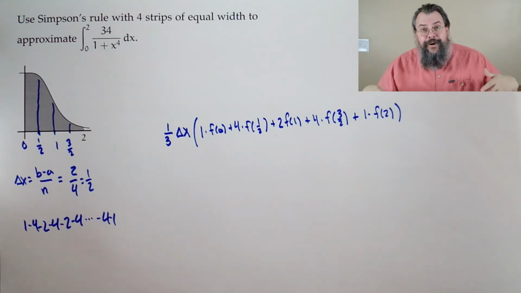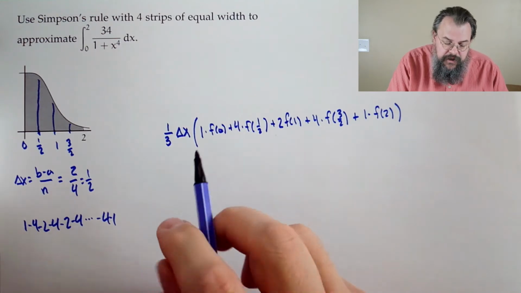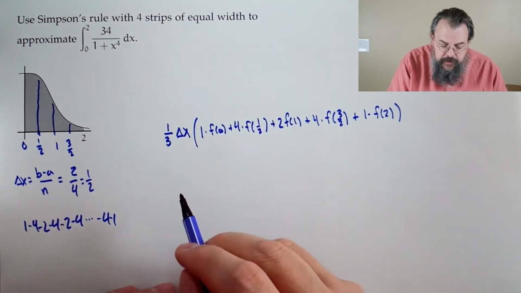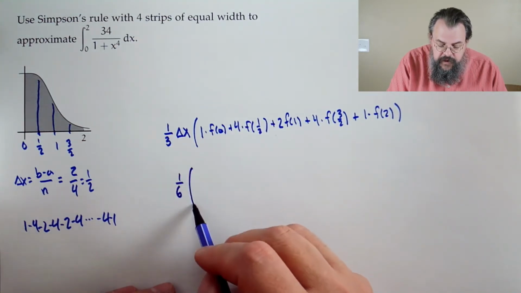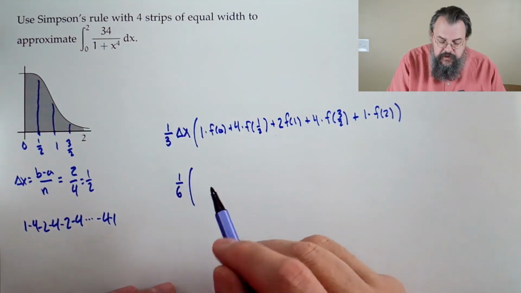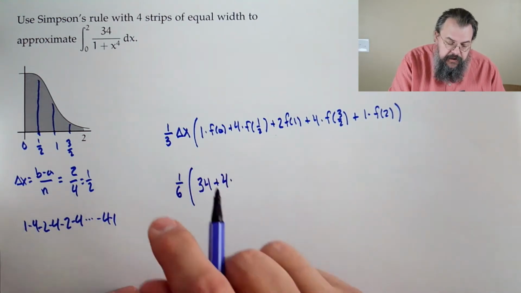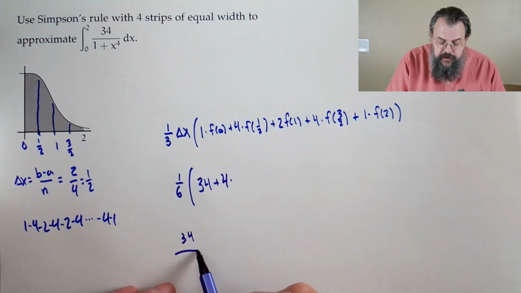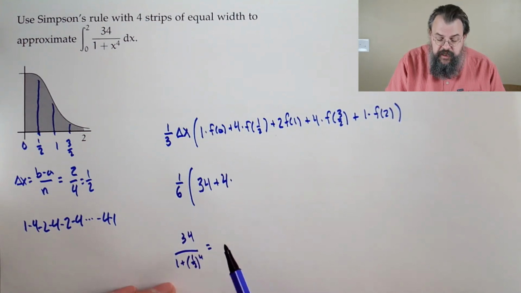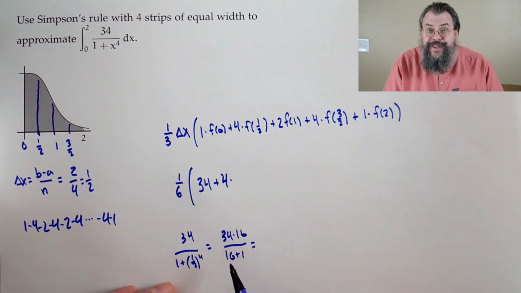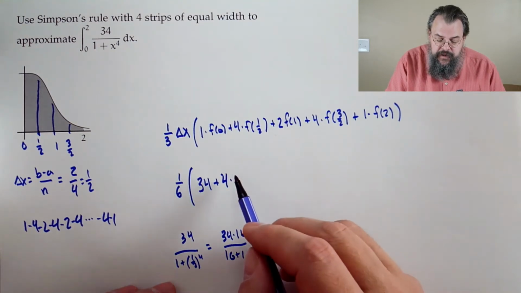Well, great. Now the only thing left to do is plug in what we know. Delta x is a half. So we get 1/3 times a half, which is 1/6. f of 0, that's easy, that's 34. Plus 4 times f of a half. Well, that's 34 over 1 plus 1/2 to the 4th. If you multiply top and bottom by 16, you get 34 times 16 over 16 plus 1. That's 17, and 17 goes into 34, so you end up with 32. So 4 times 32.